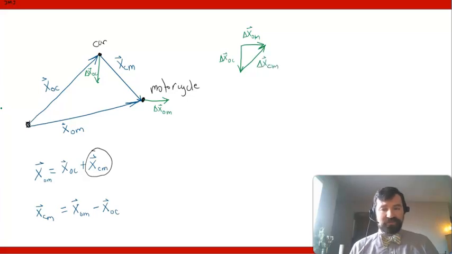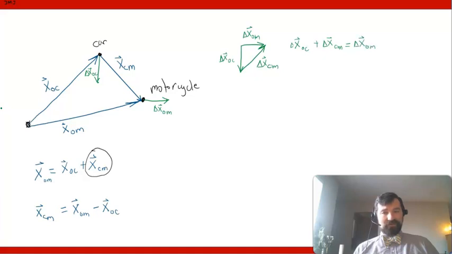In other words, what is the change in displacement between the car and the motorcycle as both of these things have moved? And just as I did down here, where I noticed that x from origin to car plus x from car to motorcycle gave me x from origin to motorcycle, the same thing is true up here, where I can write that delta x from origin to car plus delta x from car to motorcycle is delta x from origin to motorcycle.